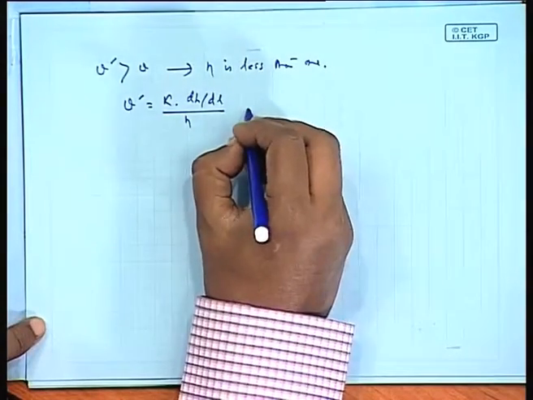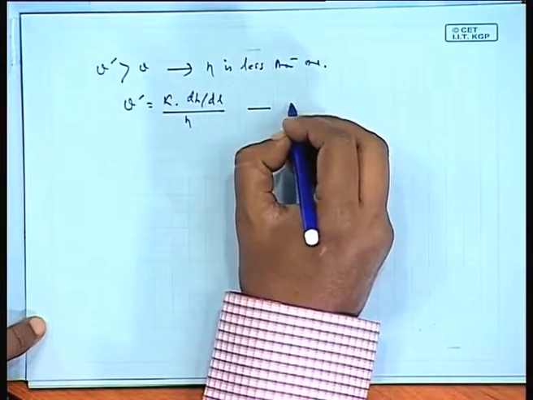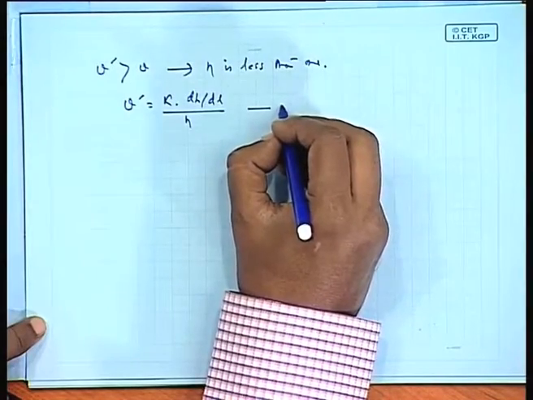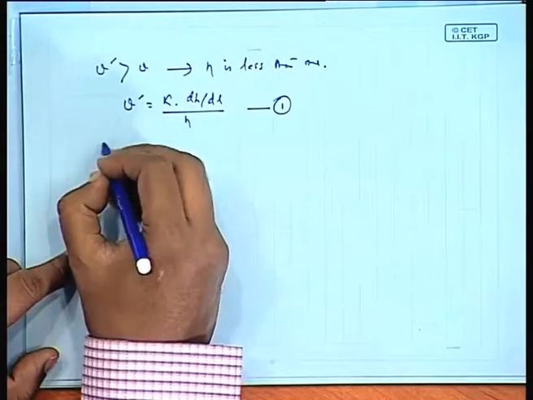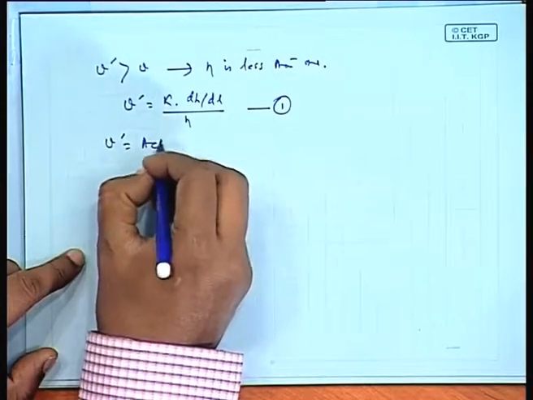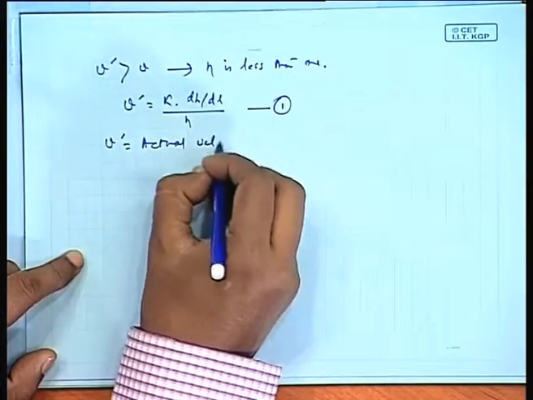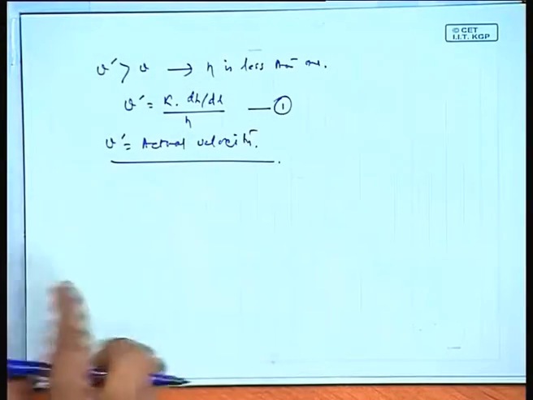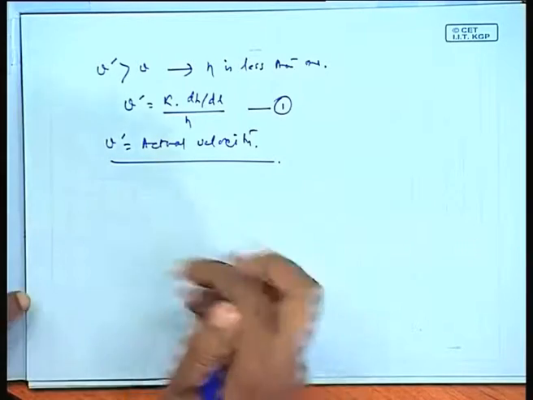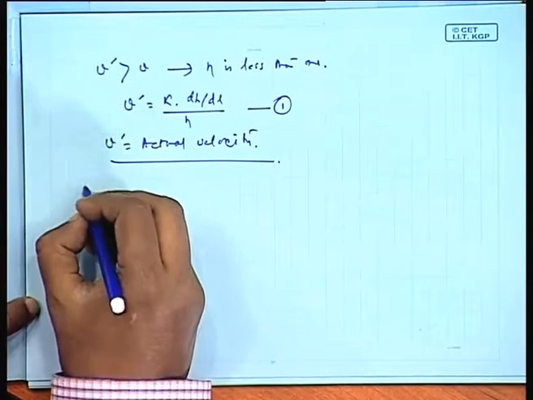So this is the actual velocity. We are just making a notation here: this V dash is equal to the actual velocity. Actual velocity, right? Now let me give you a small example.